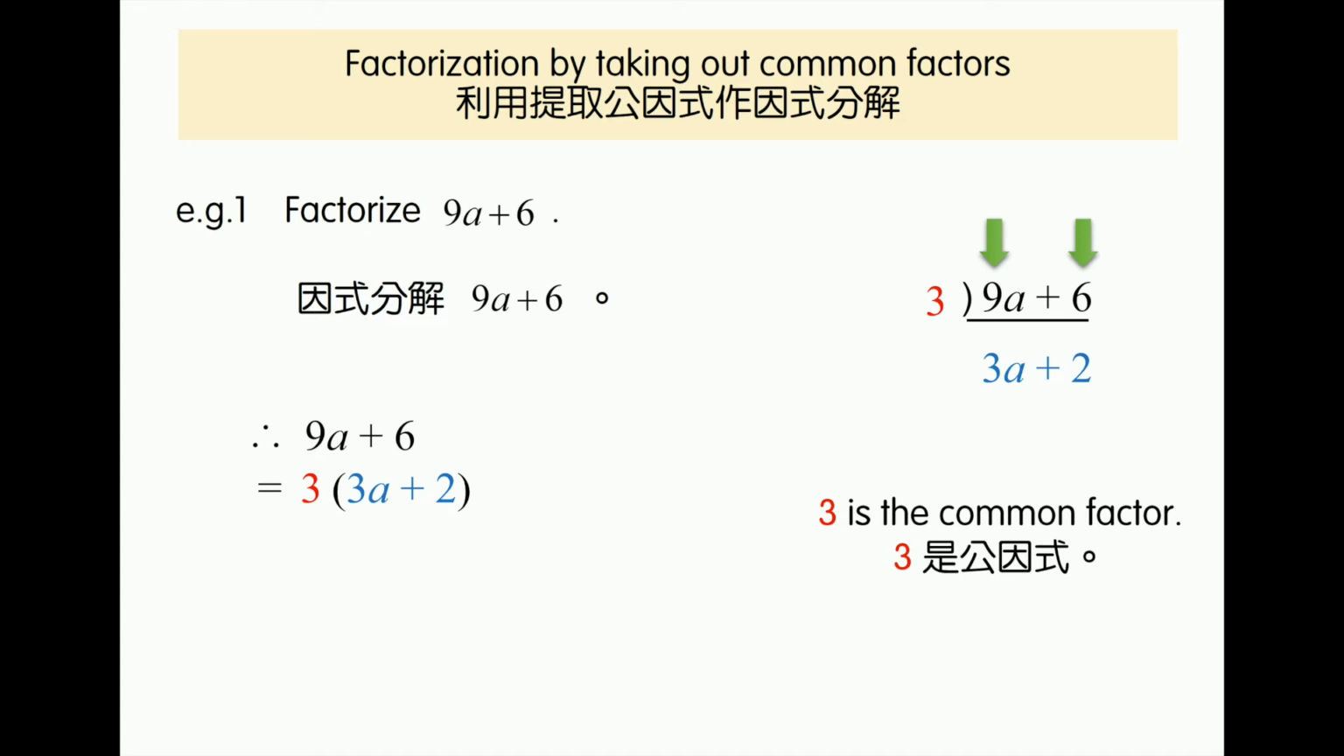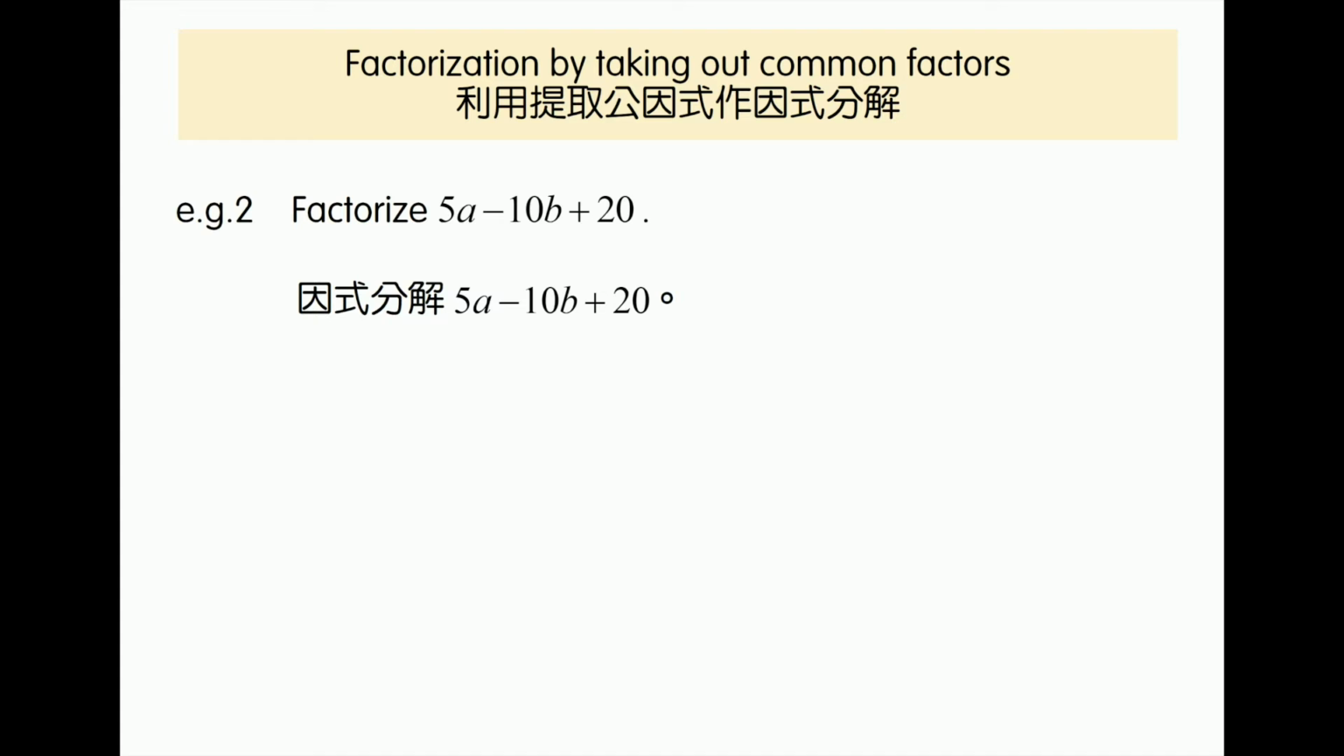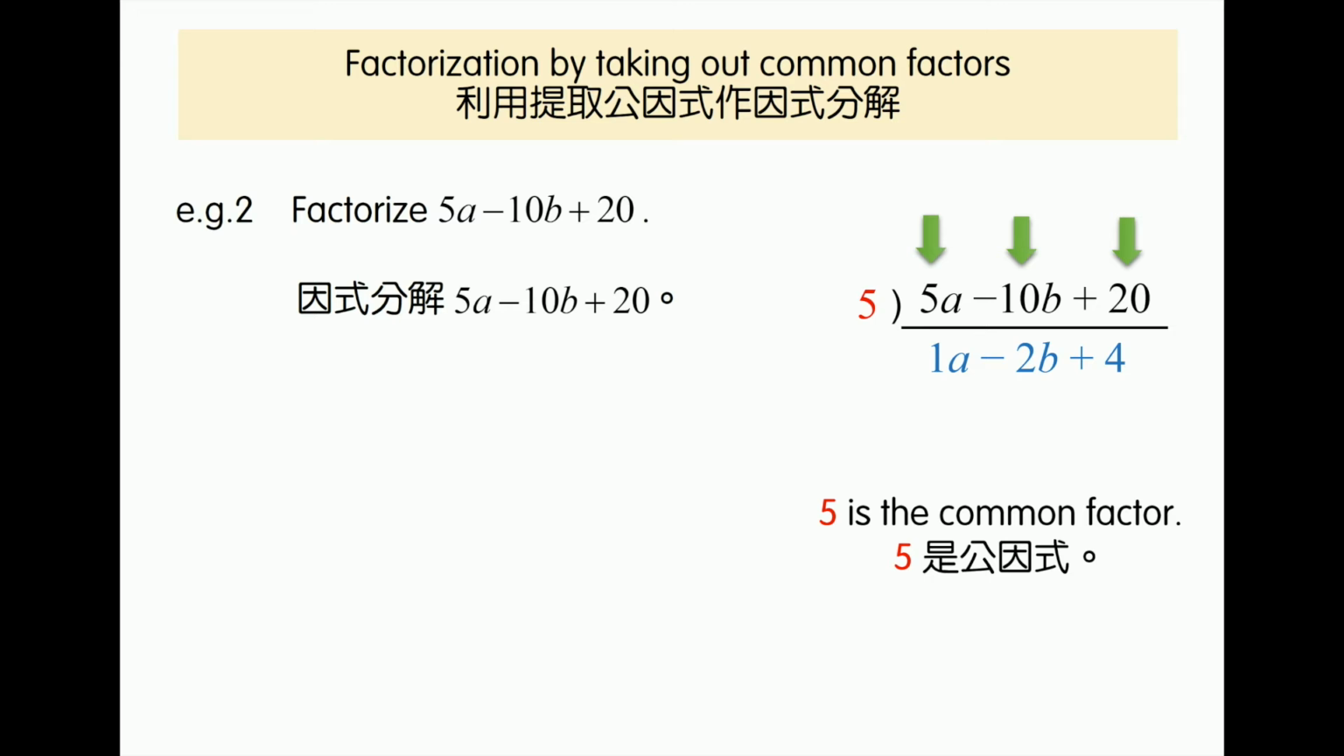Let's try another example. Although it is longer, we still do it in the same way. We first do a short division on this polynomial. Focus on these three numbers. Their common factor is 5. They are all multiples of 5, so we use 5 to divide them. After division, we did nothing to the unknowns, so we just copy them back down, ab. So after doing this, we get 1a minus 2b plus 4.